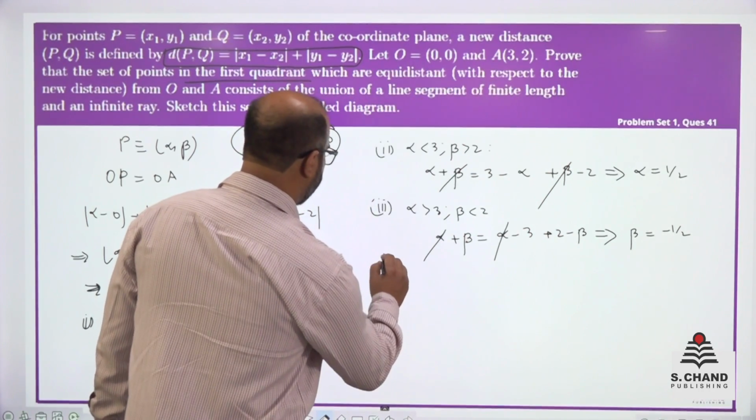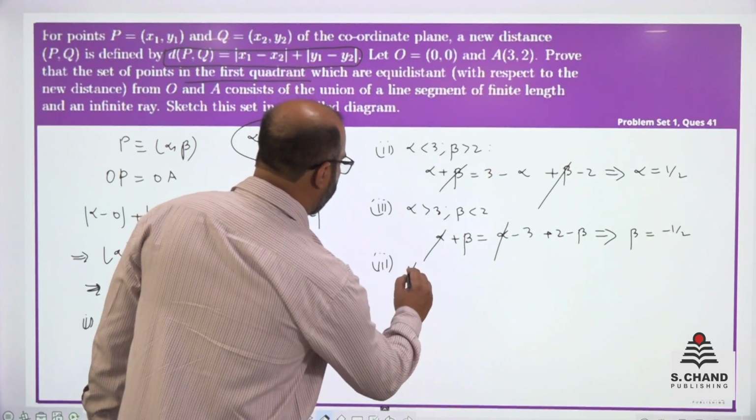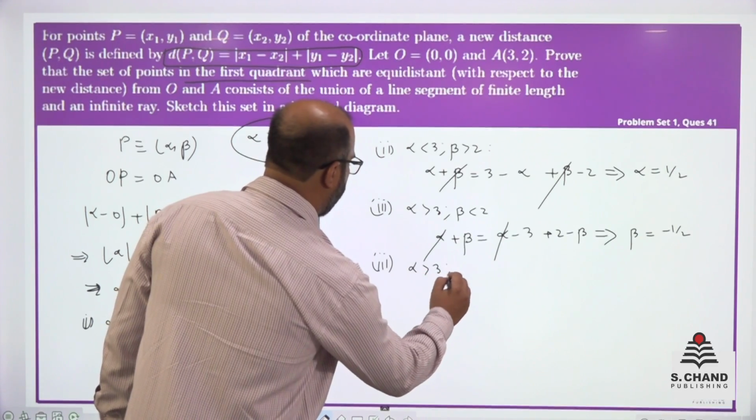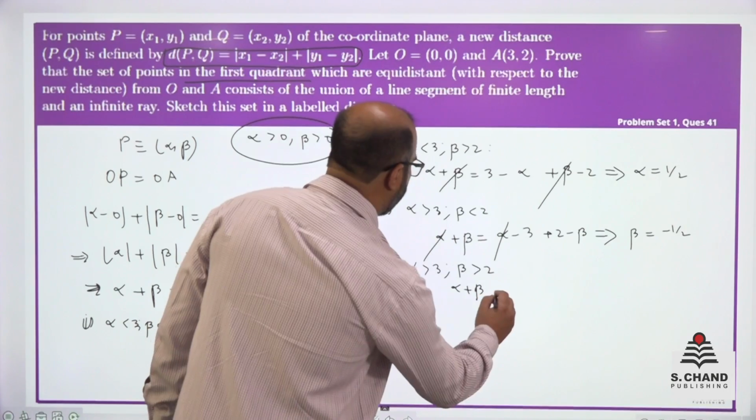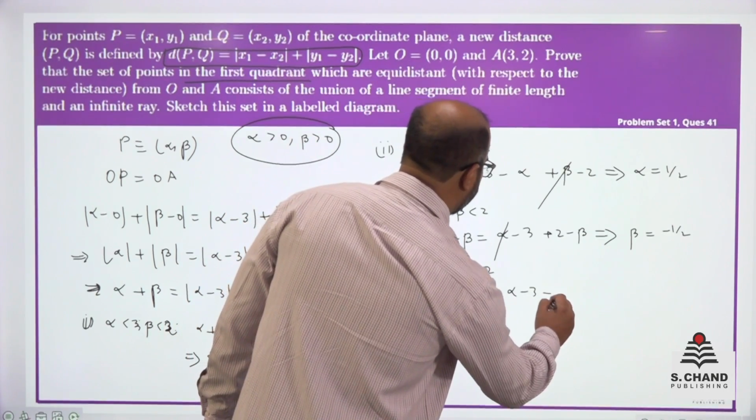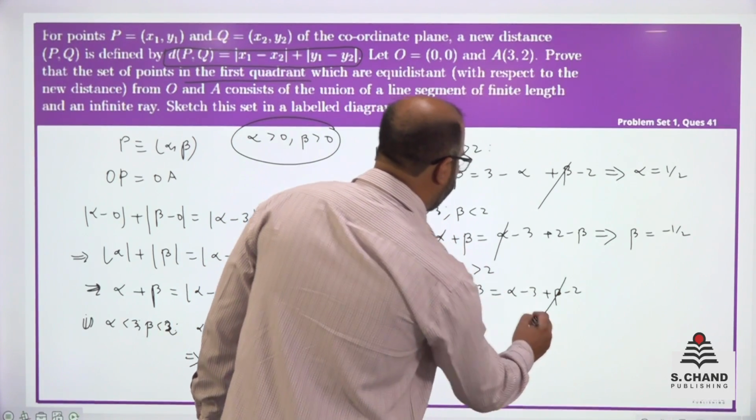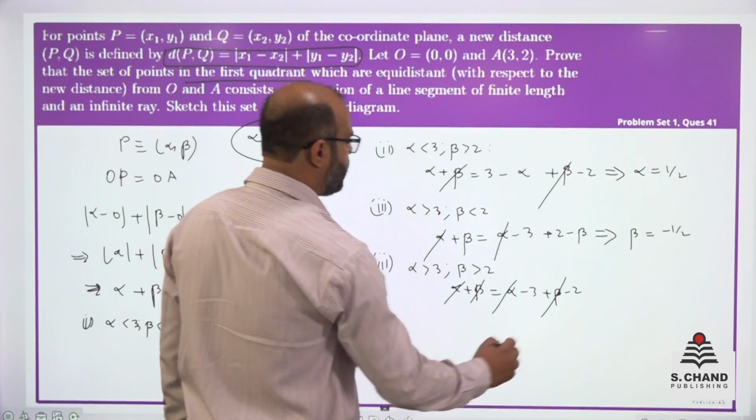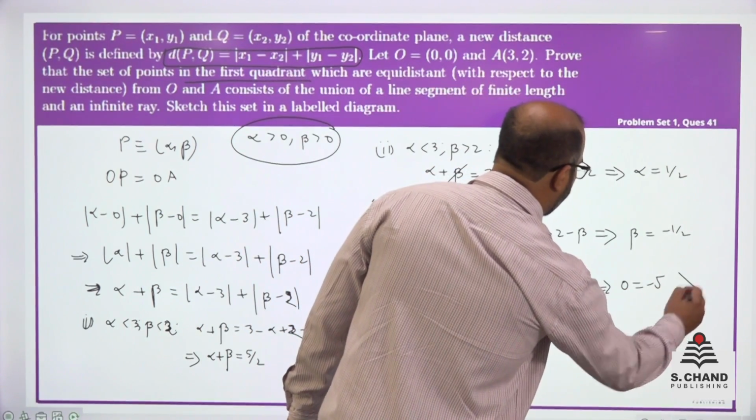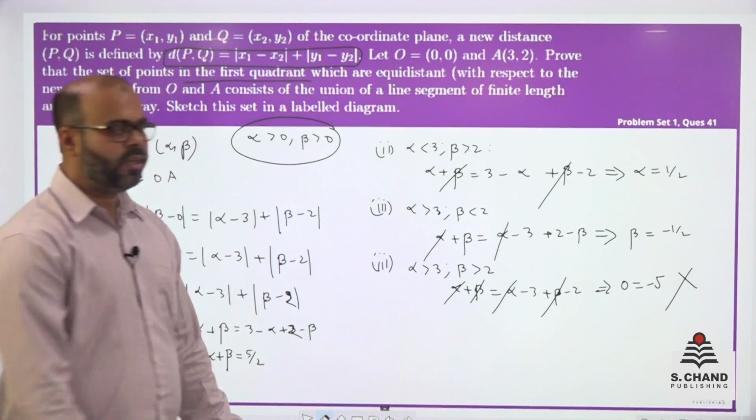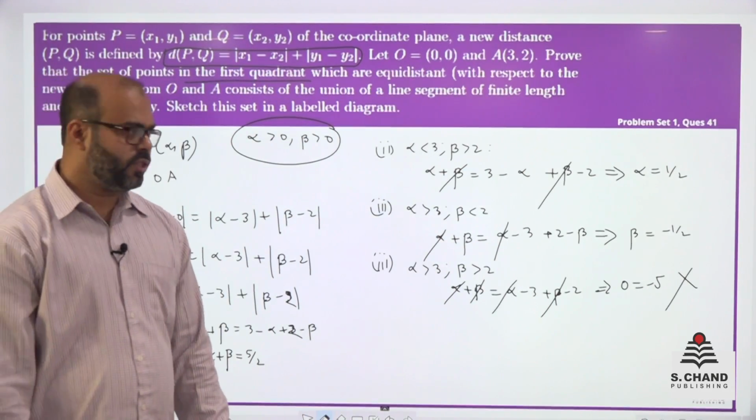Fourth case would be when alpha is greater than 3 and beta is also greater than 2. So alpha + beta = alpha - 3 + beta - 2. Beta and alpha will cancel from both sides and you will get 0 = -5, which is not possible. So this fourth condition won't give you any equation.